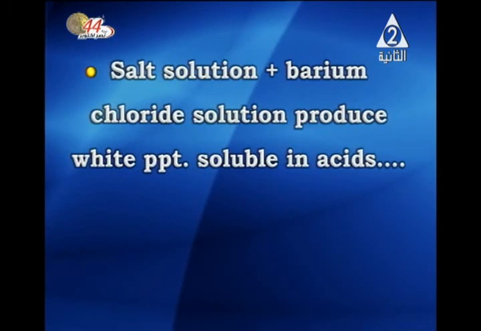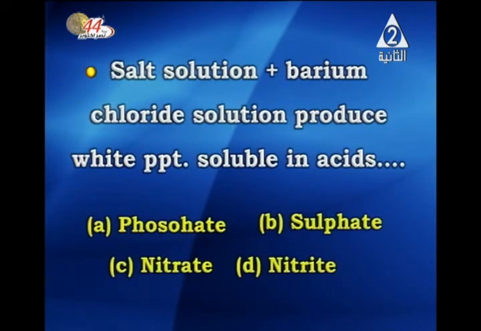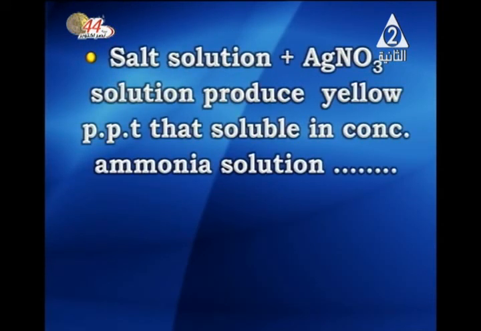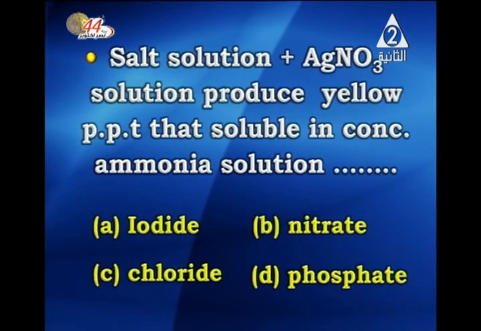Next one, the salt solution plus barium chloride solution produces a white precipitate soluble in acids. Is it phosphate, sulfate, nitrate or nitrite? It will be phosphate salt. Next one, the salt solution plus silver nitrate solution produces a yellow precipitate that is soluble in concentrated ammonia solution. Is it iodide salt, nitrate salt, chloride salt or phosphate salt? Yes, it will be phosphate salt.